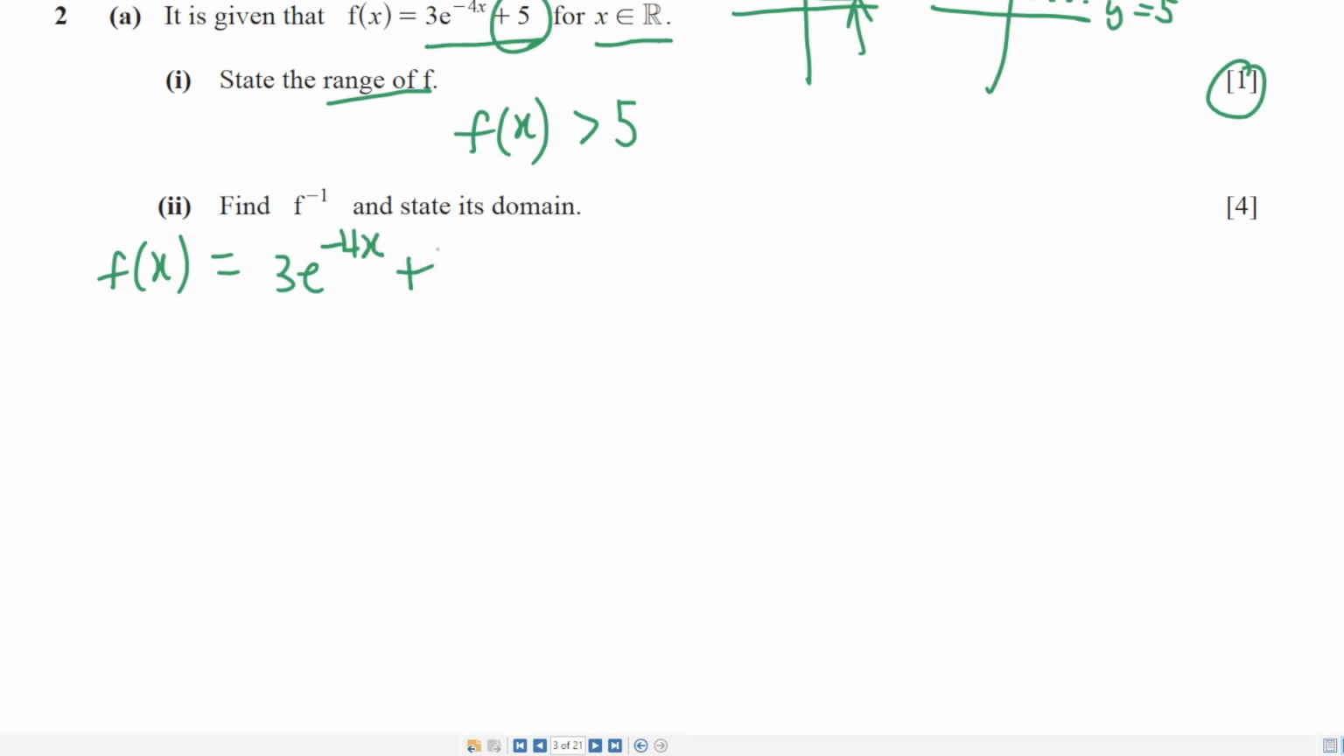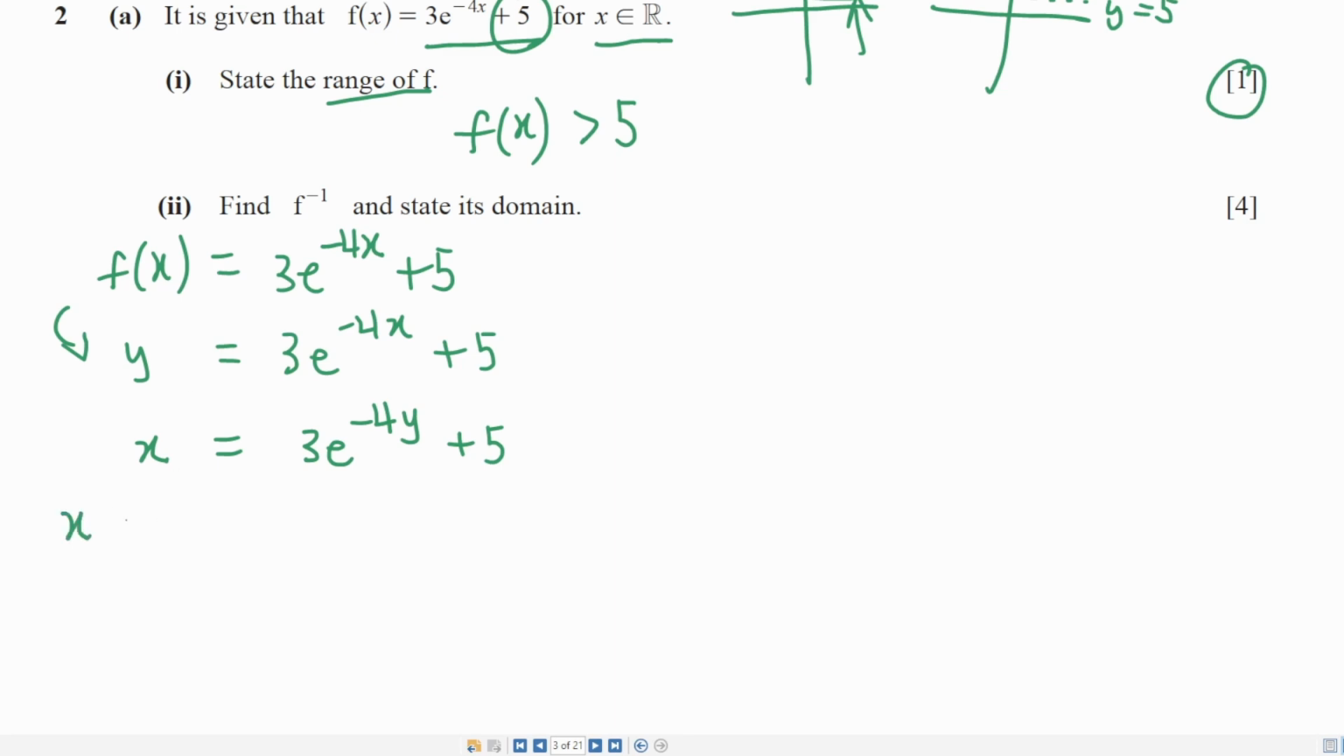This is just for reference. Okay, now we're going to treat the function of x as y, and rewrite plus 5. Now we're going to swap the positions of x and y. Sorry, we're going to turn every single y into an x and turn every single x into a y. Okay, so now we need to make y the subject.